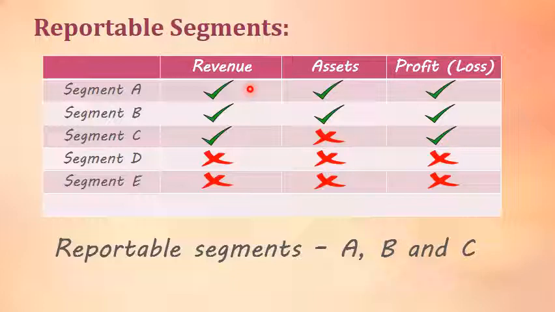So, dito A, B, C, dito A, B, dito A, B, C rin. So, kahit hindi siya naging reportable segment under the assets, reportable segment pa rin siya. Kasi nga, pasok siya dito sa revenue. Pasok rin naman siya sa profit or loss. Okay? So, reportable segments A, B, and C. And yung segments D and E, yan ay i-disclose lang natin as operating segments, syempre.